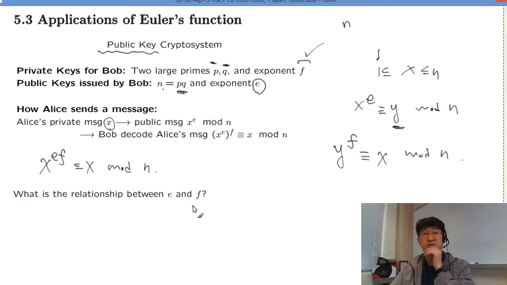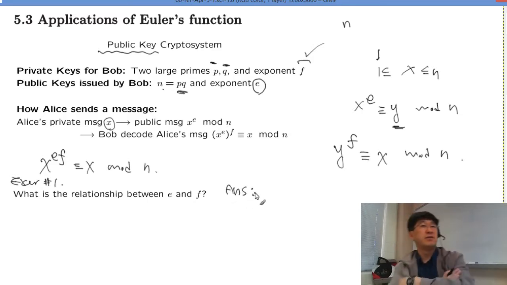as you have trained three quarters of the semester in modular arithmetic? That's your exercise one. But you already said that. You just write it down right there. What is the relationship between E and F?